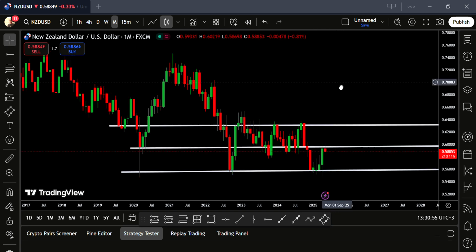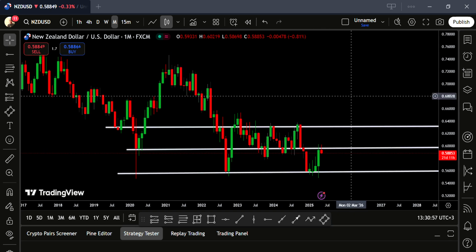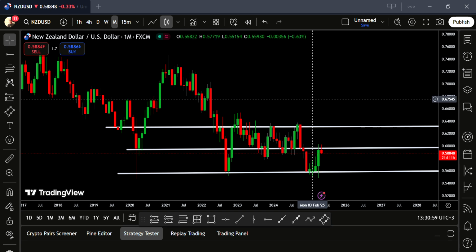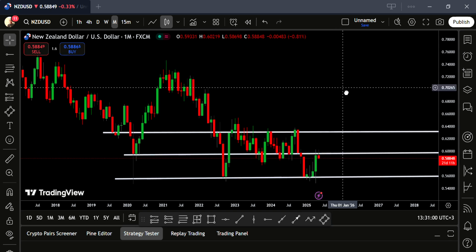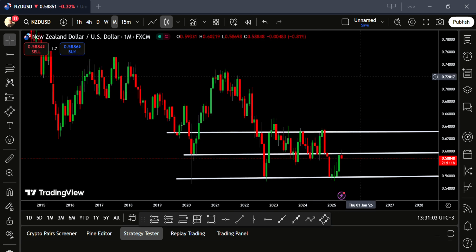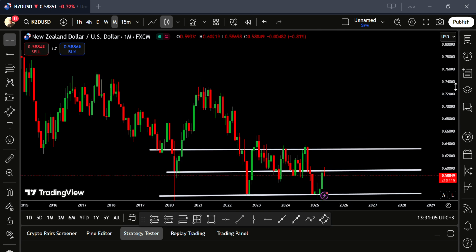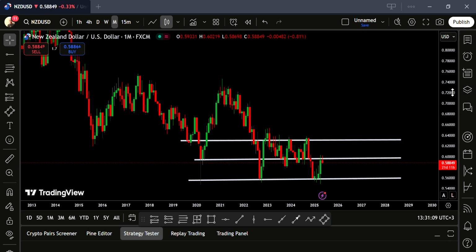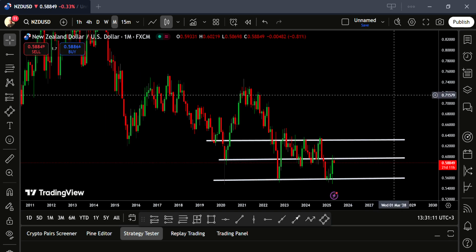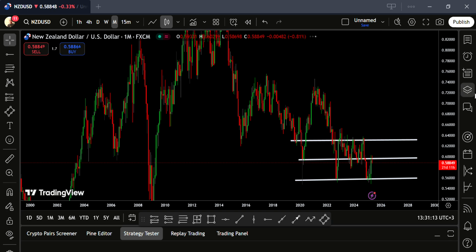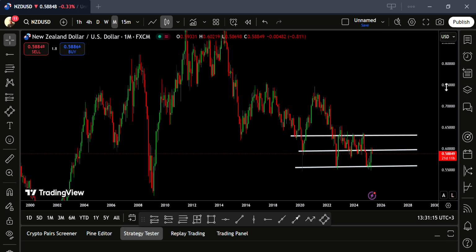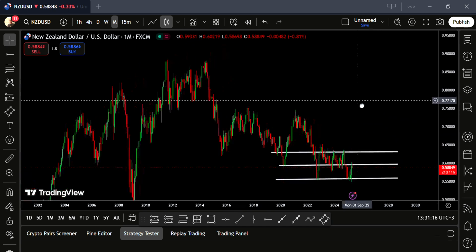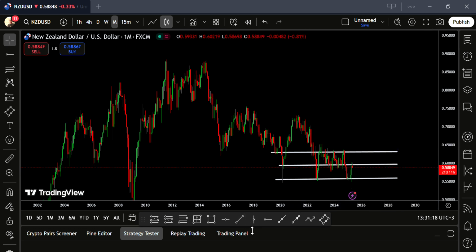Good. So on the screen, as you can see, I have NZDUSD. We are going to start on the monthly time frame. Why do we go to the monthly? Just to look at the overall flow of the market. We're not going to trade here, we're just going to look at the overall flow of the market. So I'm just going to zoom out like this and show you that the market is bearish.